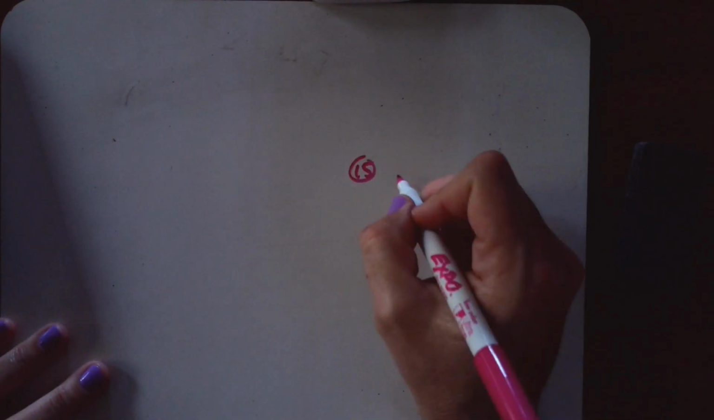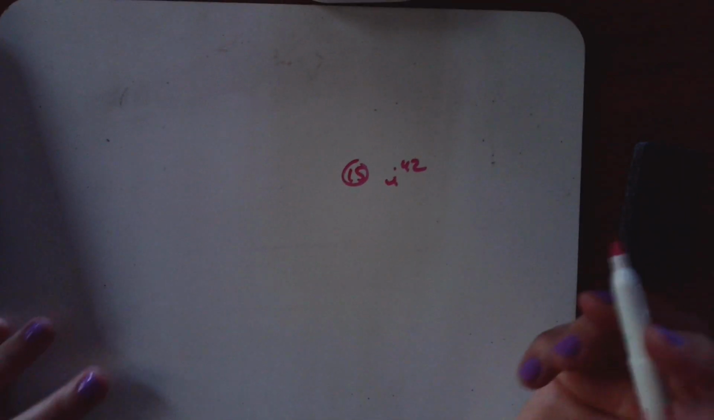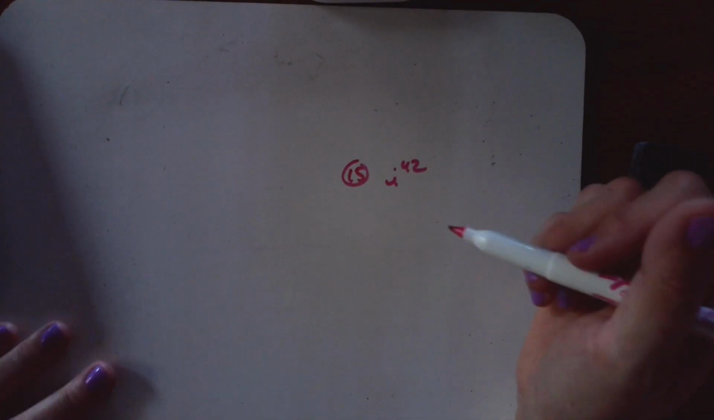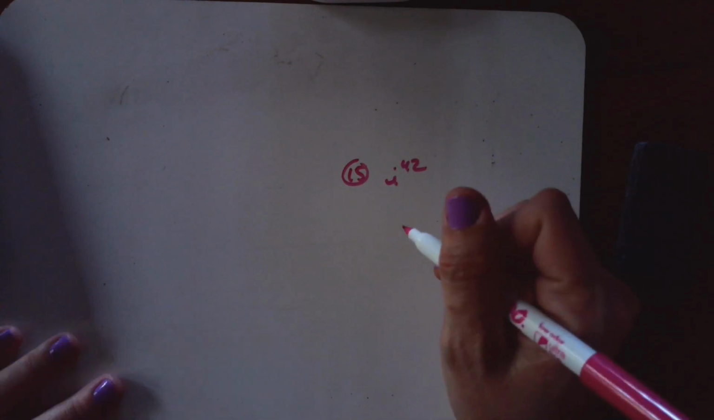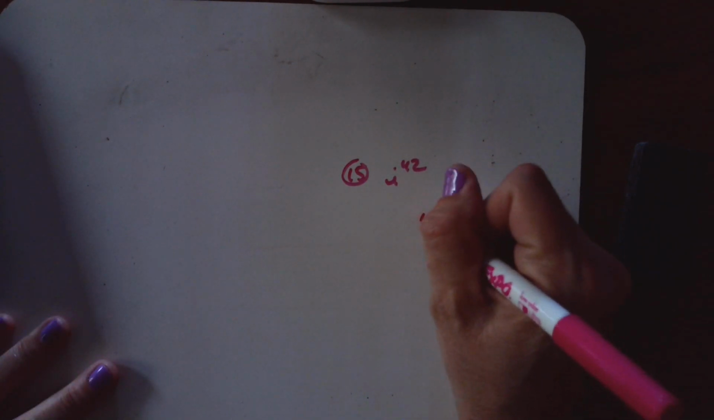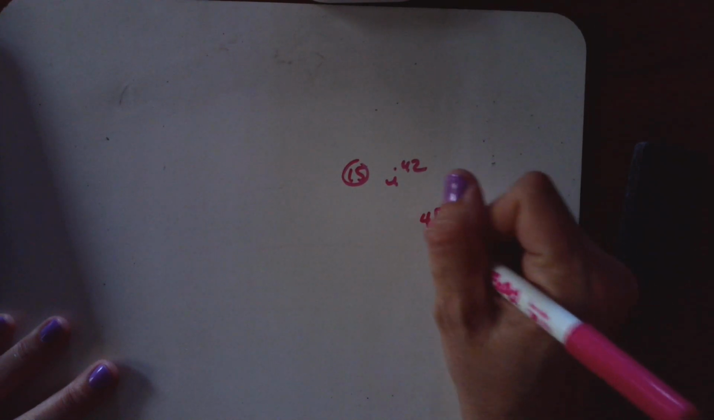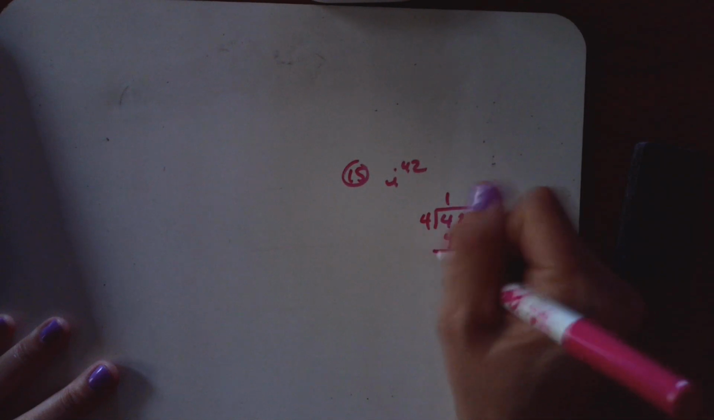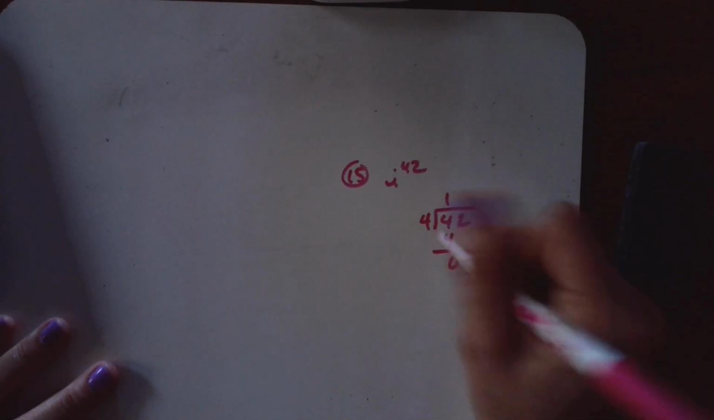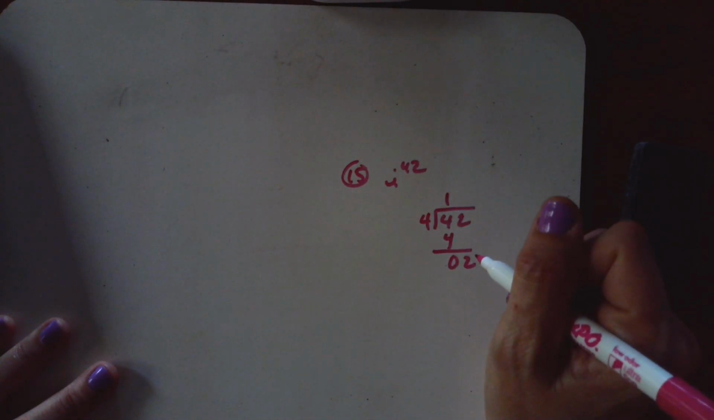All right. Number 15 says i to the 42nd. You can put this in your calculator, but powers of i go in sets of 4. So you divide 4 into 42. It goes 1, I get a 4, goes 2, oh my god.